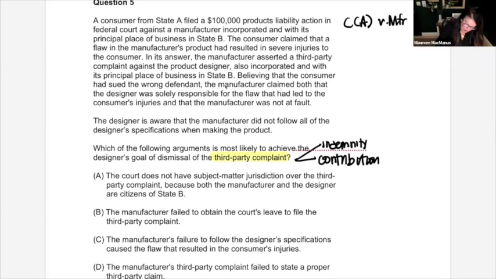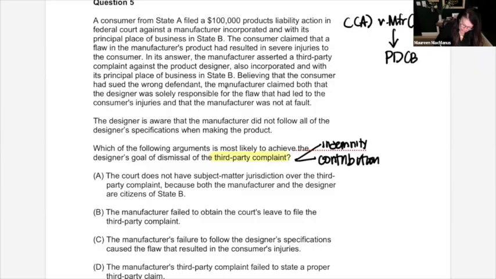The manufacturer is incorporated with its principal place of business in state B. And it's in federal court, we don't know which state. We just say it's federal. The consumer claimed that a flaw in the manufacturer's product had resulted in severe injuries to the consumer. In its answer, the manufacturer asserted a third-party complaint against the product designer, also incorporated with its principal place of business in state B. All right, so they bring in a third party, the product designer.